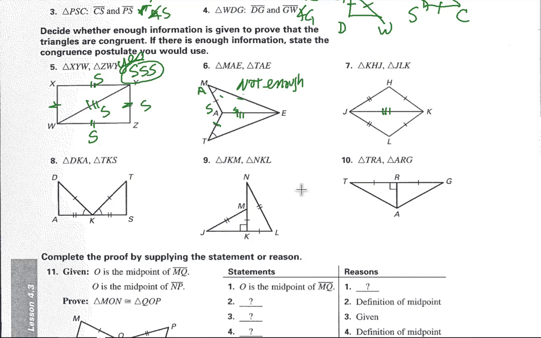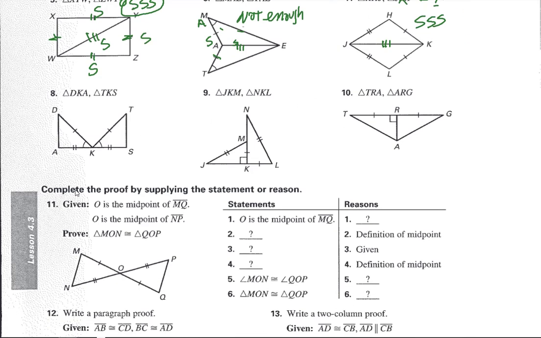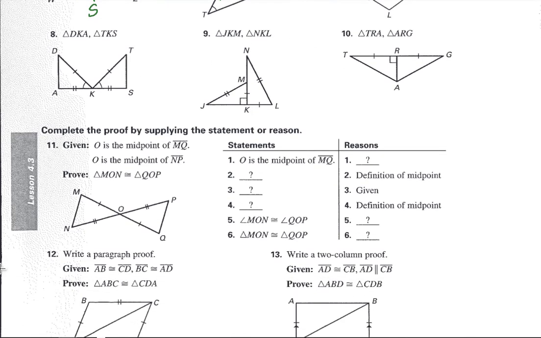Looking at number 7, we can see that JK is the reflexive side shared between those two. So that gives us a third side. So by side, side, side, those triangles are congruent. Let's make sure they're named the right way. K to H to J should go with K to L to J, and it doesn't. That's an incorrect statement. It should have been K to L to J.